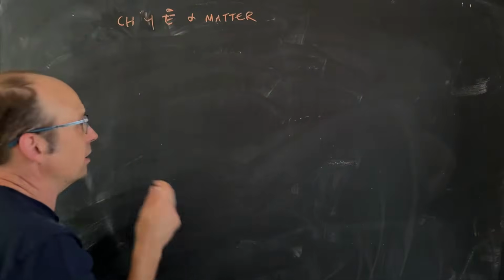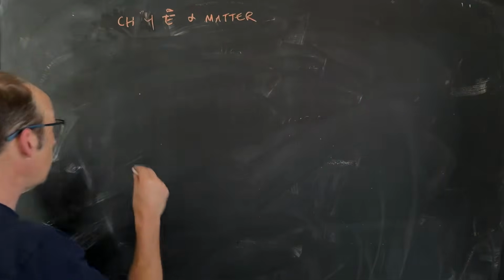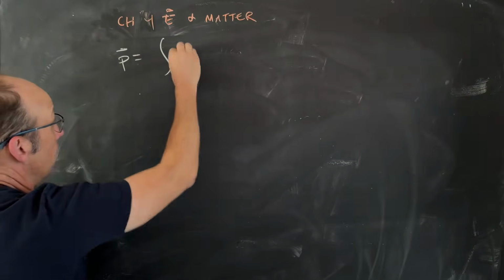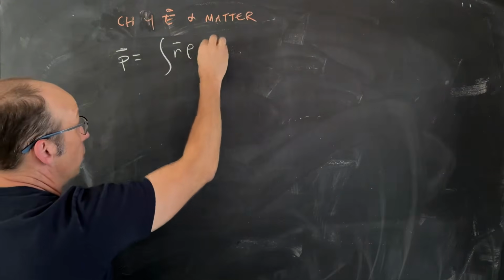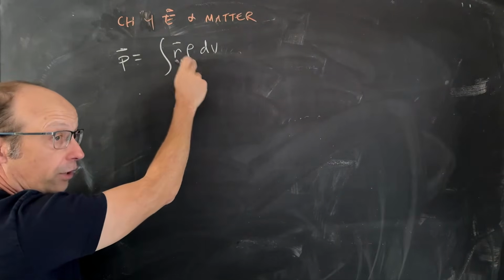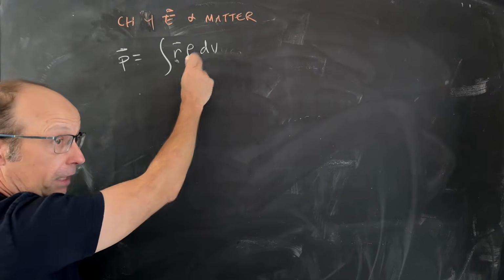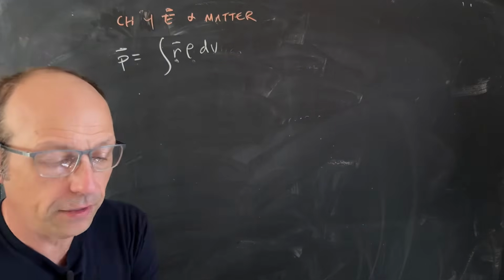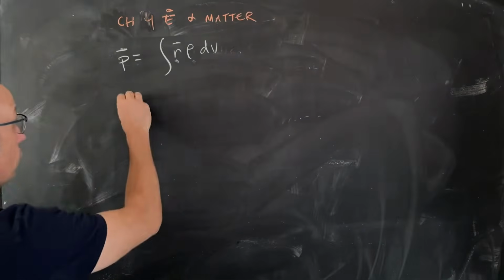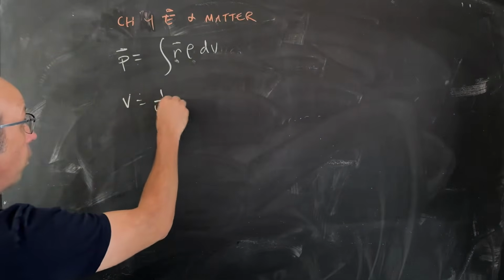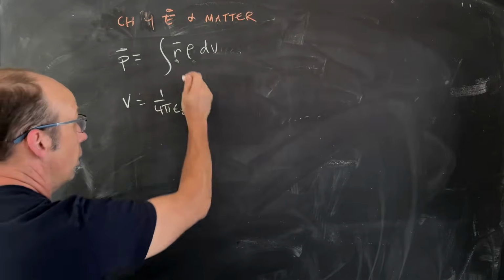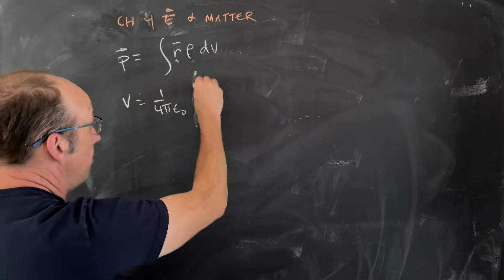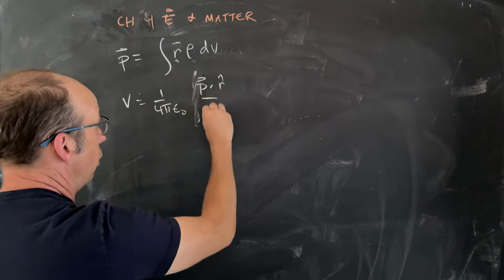So the first thing, let's just recall. We can define a dipole moment P as the integral of r rho dV. So the position for each charge, integrate over the volume, and you get the dipole moment. The other thing is that we have the electric potential due to a dipole, 1 over 4 pi epsilon naught, P dot r hat over r squared.